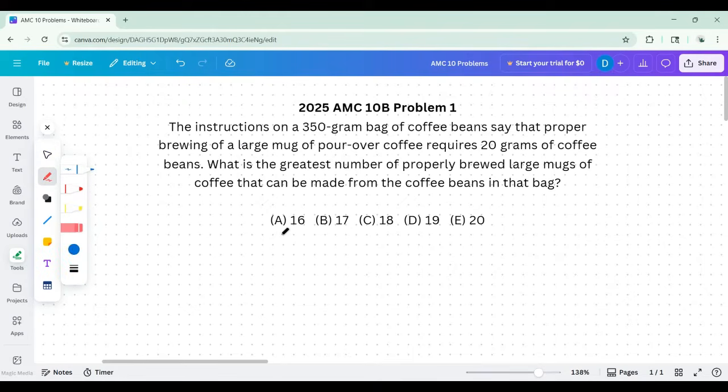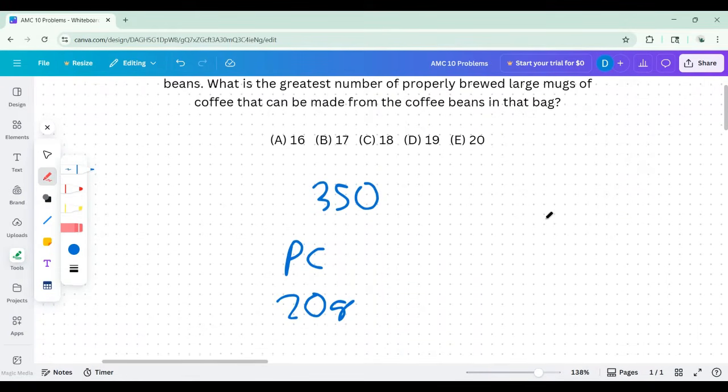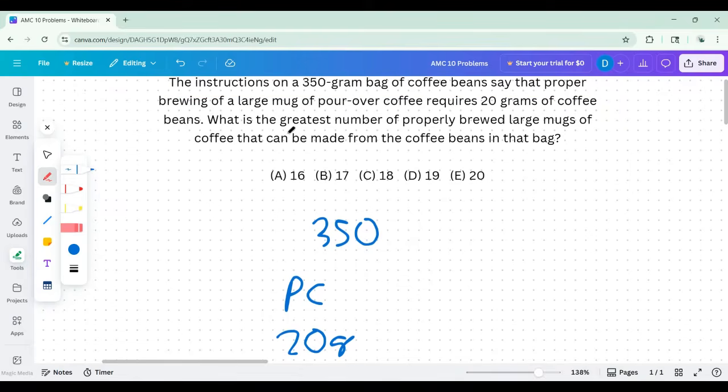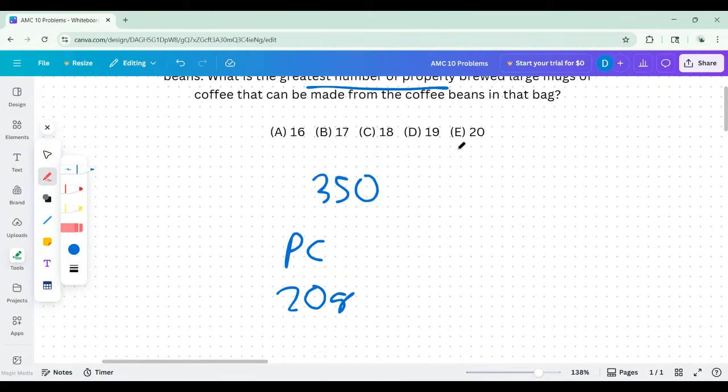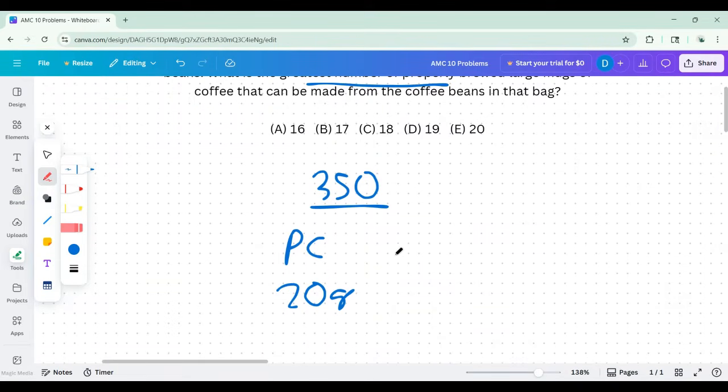We know that there are 350 grams of coffee beans, and each correctly poured over coffee requires 20 grams. We need to find the greatest number of properly brewed large mugs of coffee that can be made from these beans. So we can use less than the amount given, 350 grams of coffee beans, but we have to make sure that each of these coffees is made properly with 20 grams each.